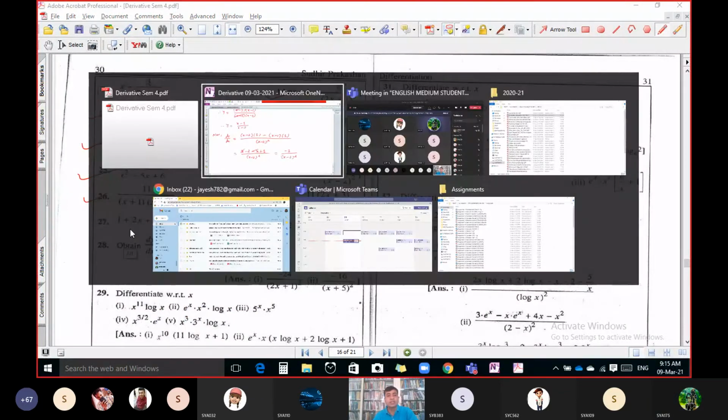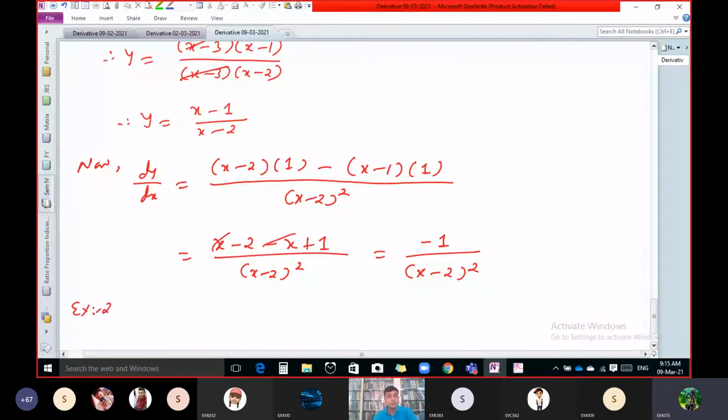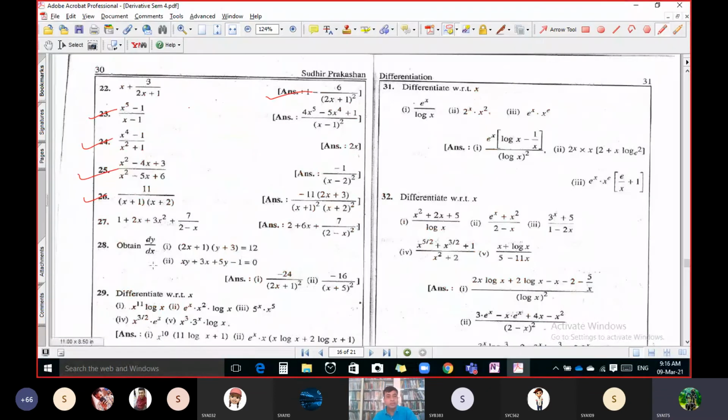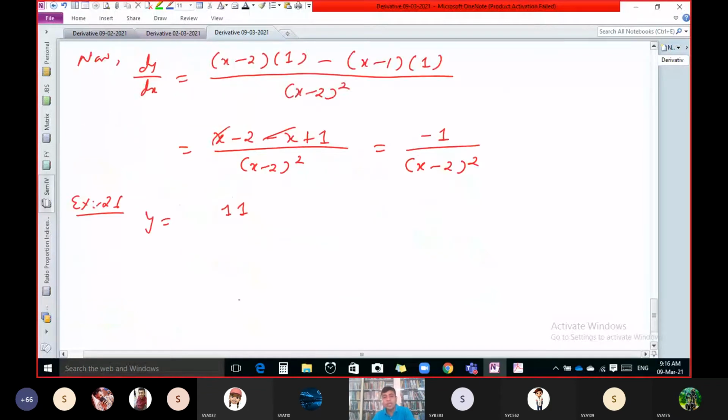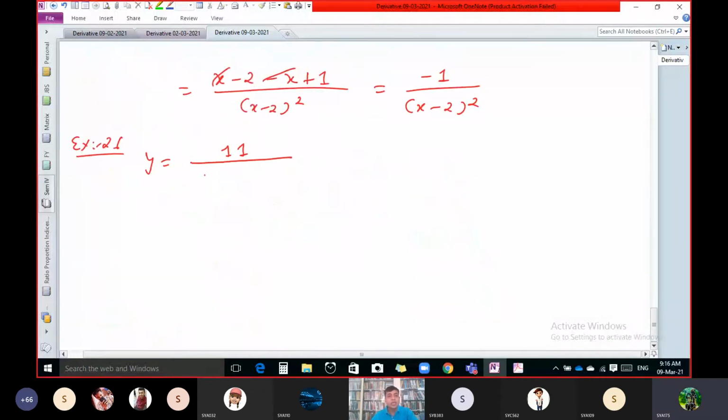Question number 26. y equal to 11 divided by x plus 1, x plus 2. Now for this question, the factors are already given, but they are useless because we are not able to cancel any part. So it is better to simplify by multiplying these two brackets, and then you can take the differentiation.